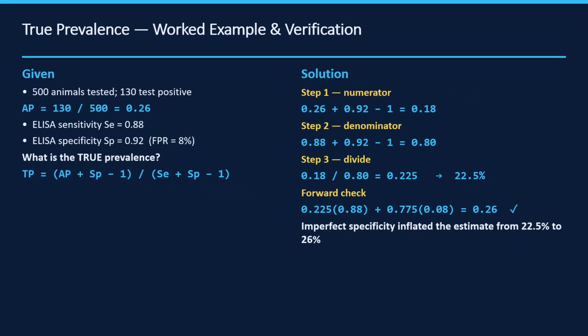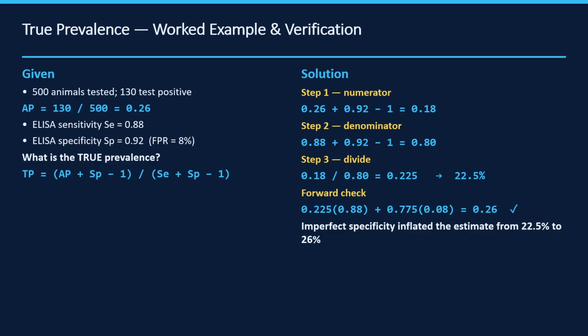Put some numbers on it. 500 animals tested, 130 positive. Apparent prevalence is 130 over 500, which is 0.26, 26%. Our ELISA has sensitivity of 0.88 and specificity 0.92, so an 8% false positive rate. Plug it in. Numerator, apparent prevalence plus specificity minus 1, 0.26 plus 0.92 minus 1 equals 0.18.